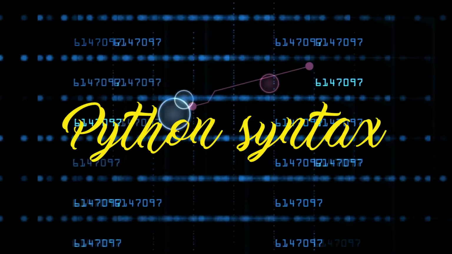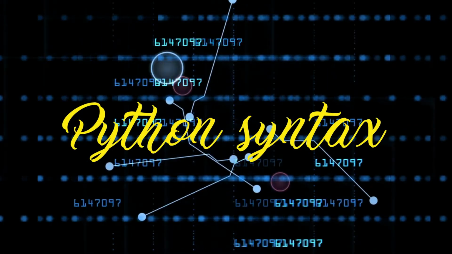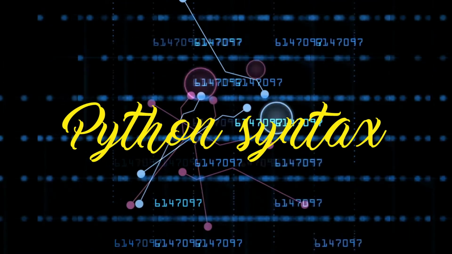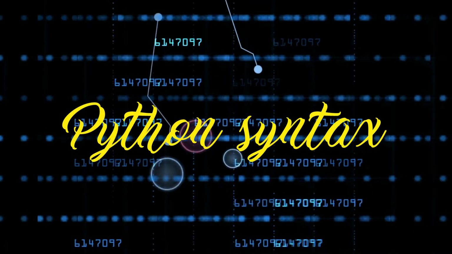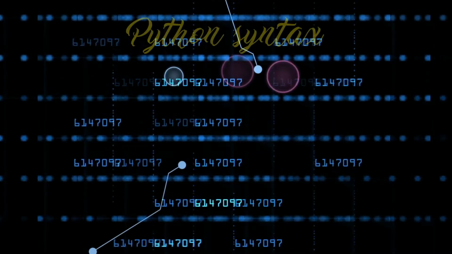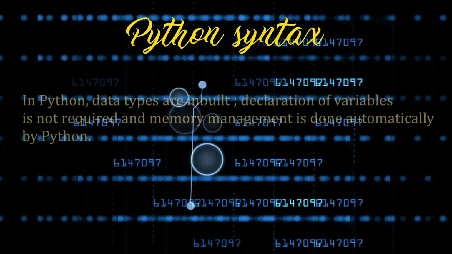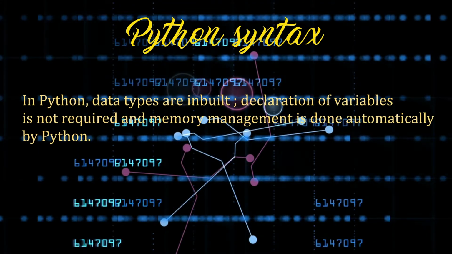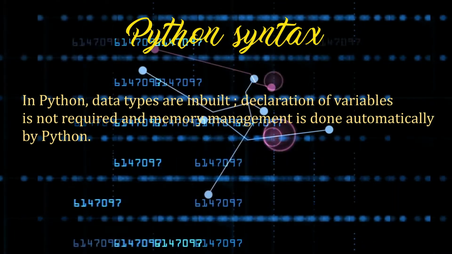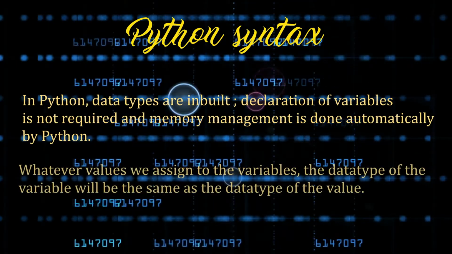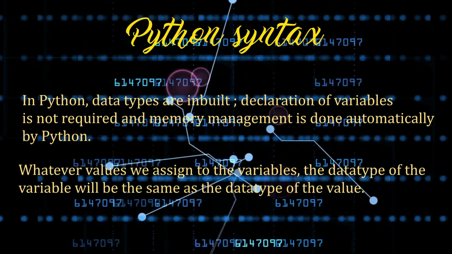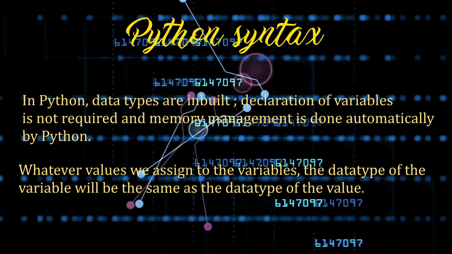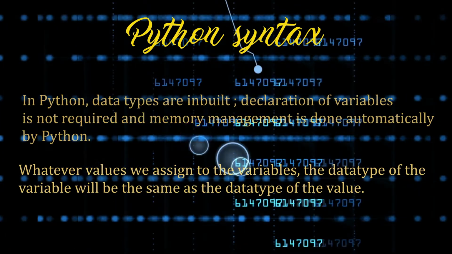Now let us discuss the Python syntax. The Python syntax refers to a set of rules that define how users and the system should write and interpret a Python program. Number 1. In Python, the data types are inbuilt. The declaration of variables is not required and the memory management is done automatically by Python. Number 2. Whatever values we assign to the variables, the data type of the variable will be the same as the data type of the value.